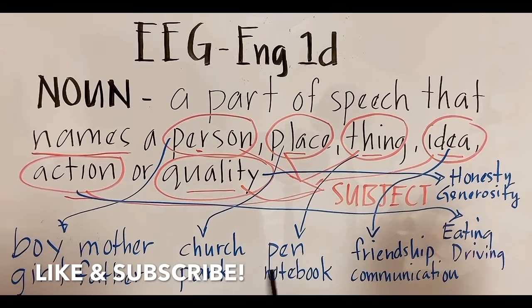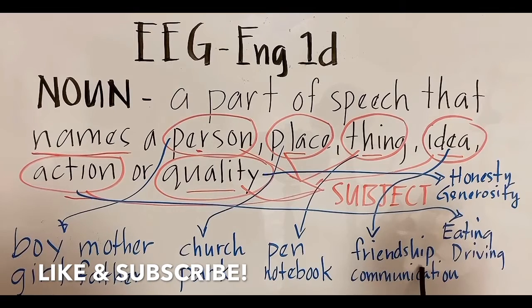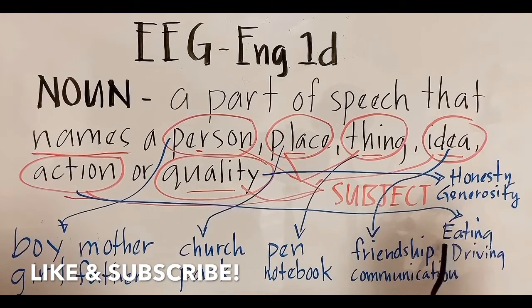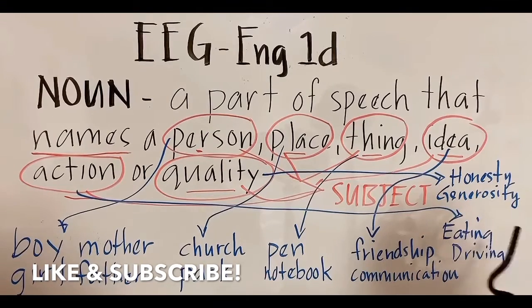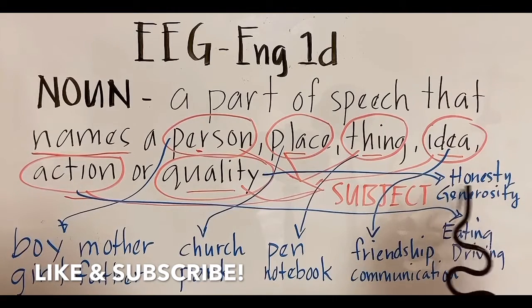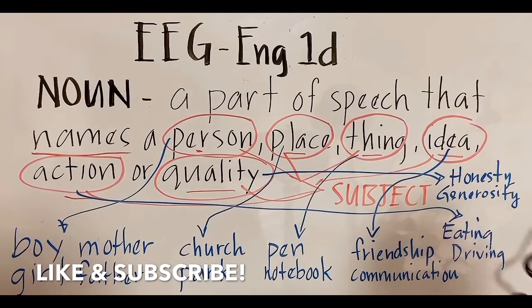Now let's go to the idea. Let's try friendship. Friendship is vital. So it's just a simple sentence. Friendship in the sentence is the subject. Now let's go to the action noun. Eating keeps us energized. So eating in the sentence is the subject. Now let's go to quality. Let's try honesty. Honesty is the best policy. So honesty in the sentence is the subject.